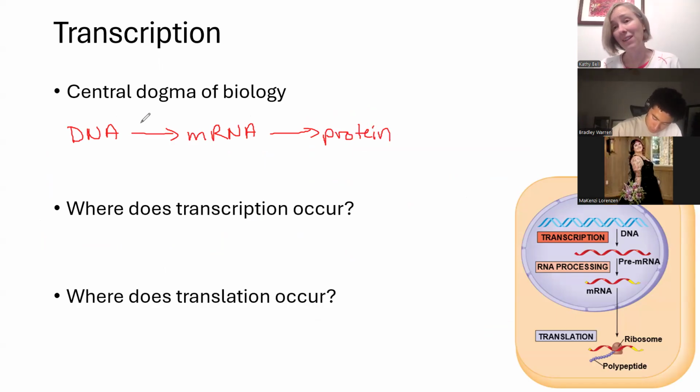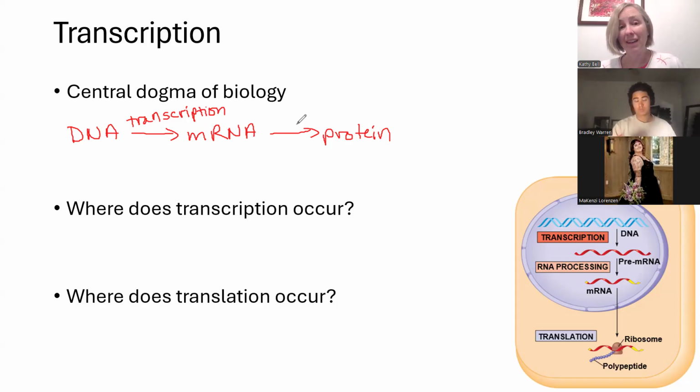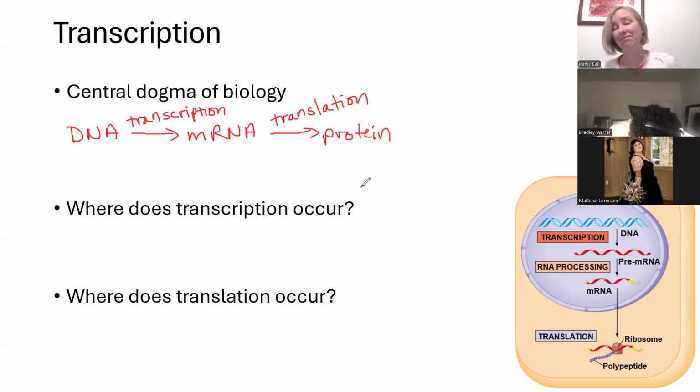Okay, so we're going to take the gene and the DNA and we're going to transcribe it, which just means we're going to copy it. And the copy we make of the DNA is called messenger RNA. And then we're going to translate the code that's on the messenger RNA to make the protein. That's all it is.